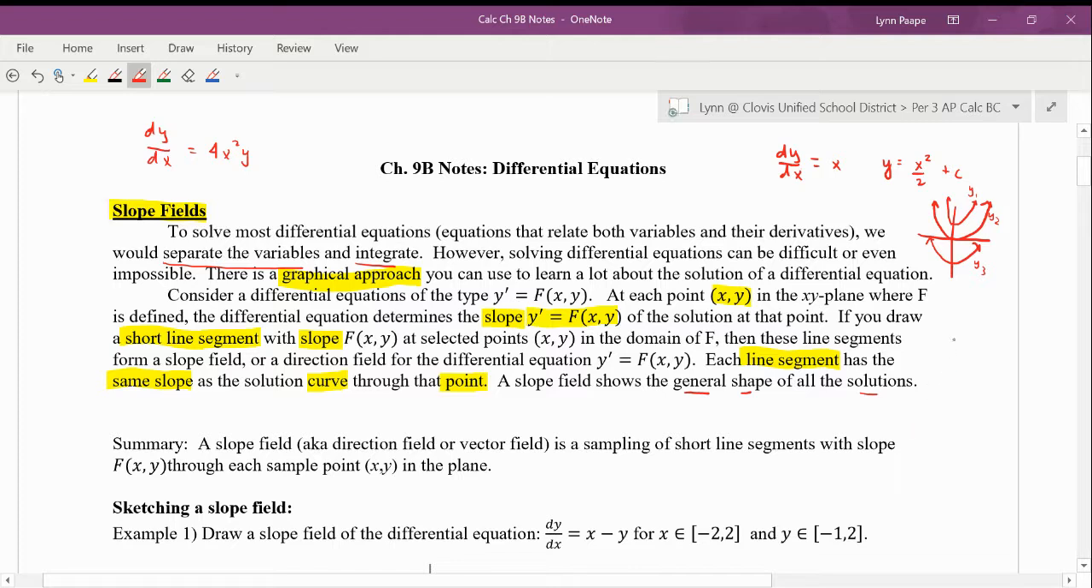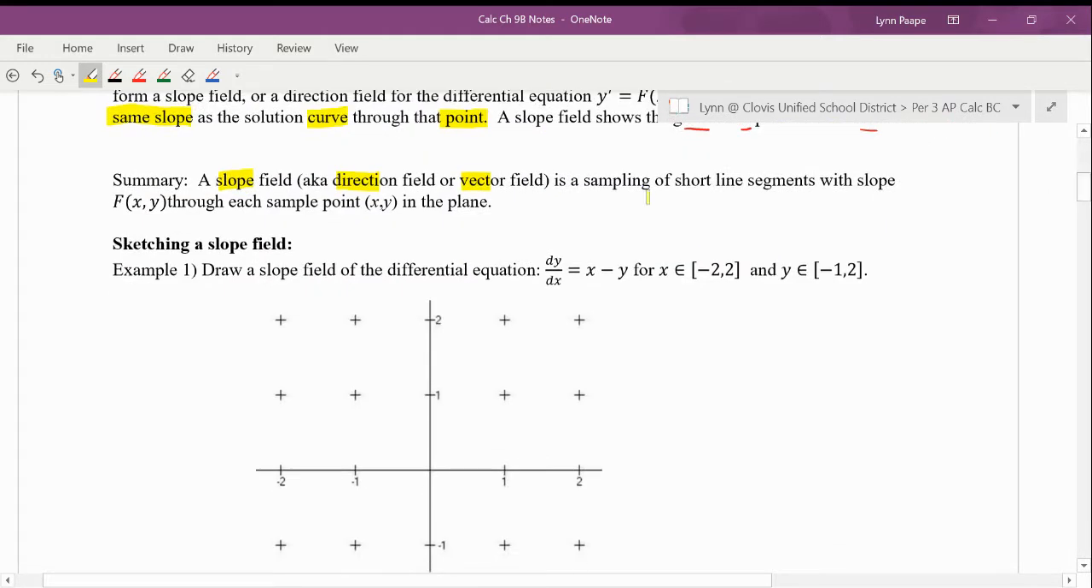What would happen is we would just be looking at what the slope is at that point, something like that, and what the slope is at that point. So we're just looking at those slope pieces and not the whole function, because what if we couldn't integrate? Okay, so a slope field has other names. It can also be called a directional field or a vector field. It is just a sampling of short line segments with particular slopes.